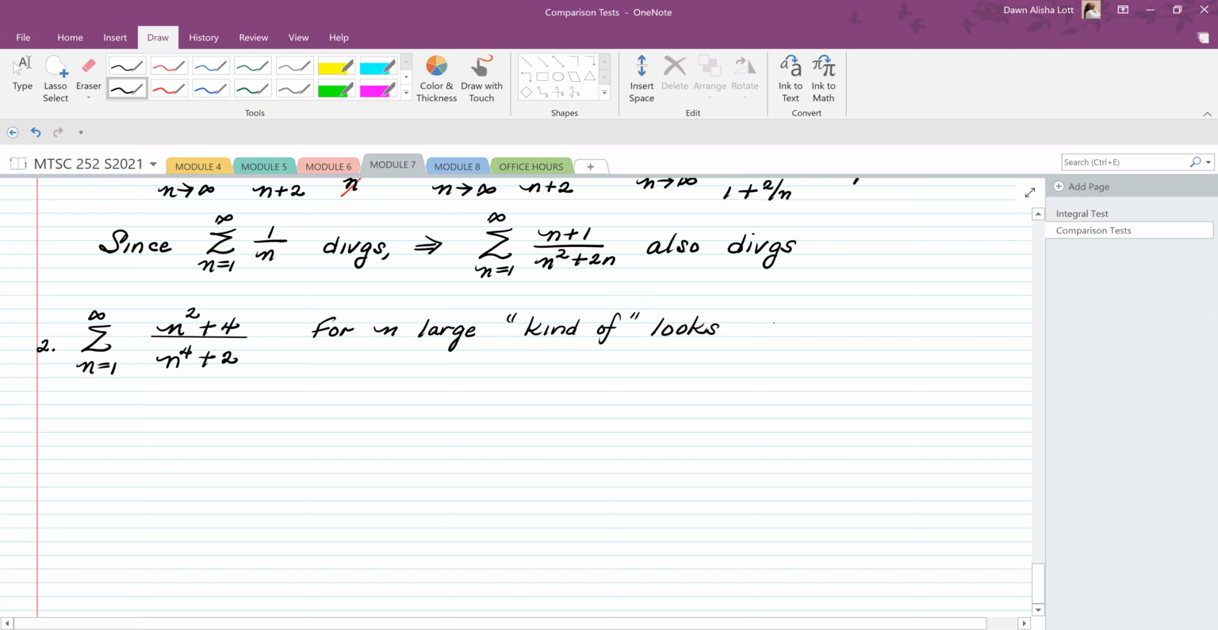What does it look like for n large? When n gets very, very large, n to the 4th is way bigger than 2, and n squared is way bigger than 4. So this looks like n squared over n to the 4th, so it kind of looks like 1 over n squared. So let's use that.